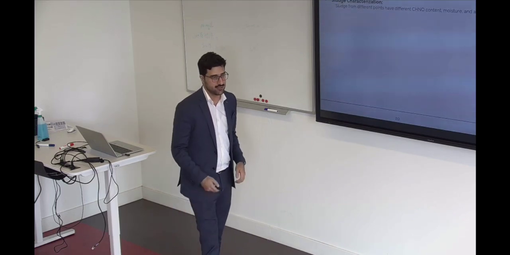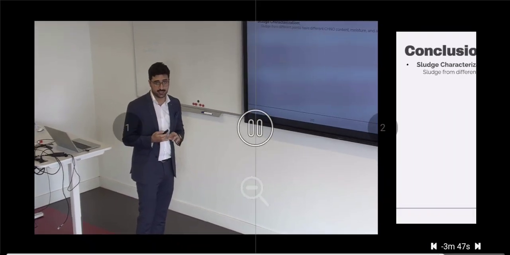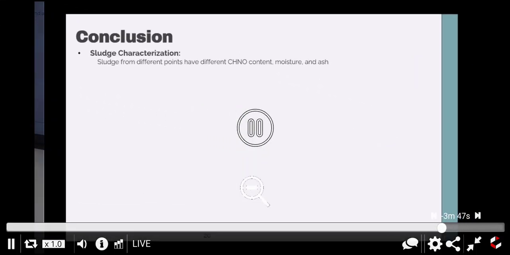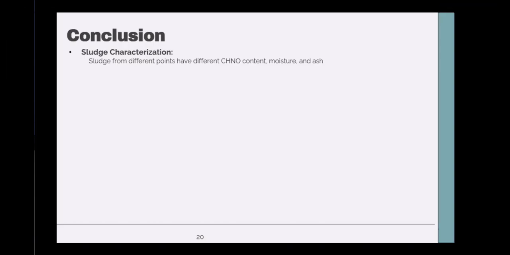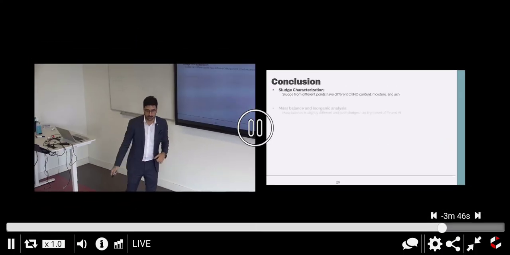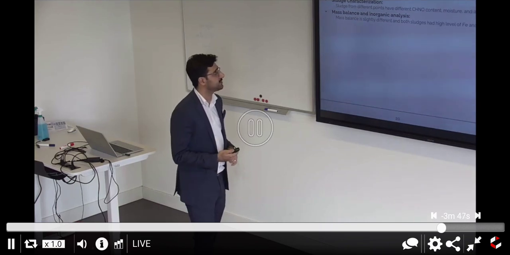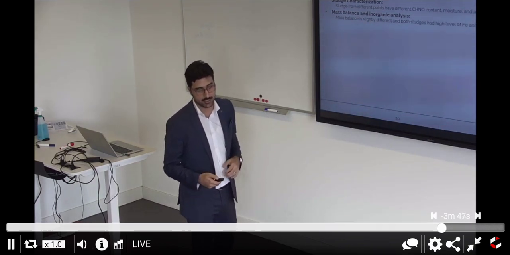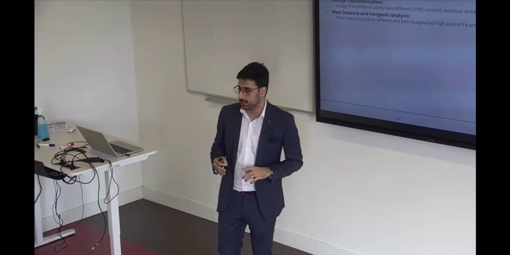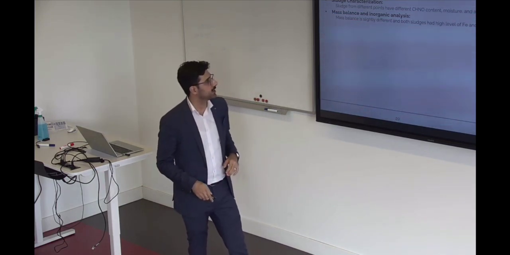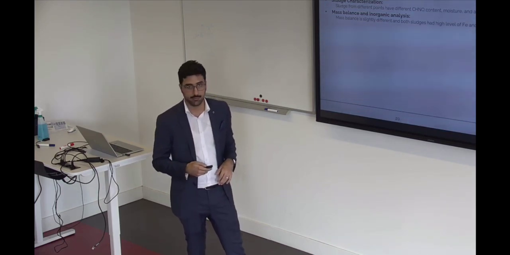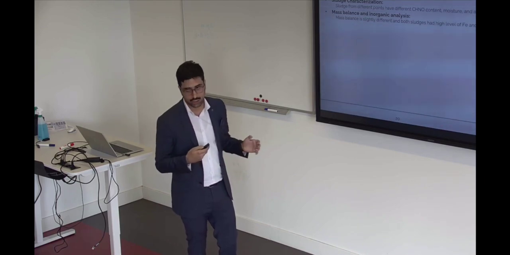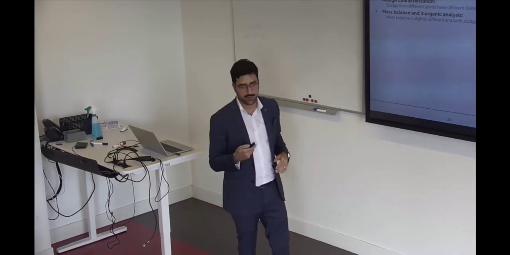So the conclusion is, the first thing is we noticed that there is a difference in the raw characteristics of raw sample A and sample B in terms of CHNO content, moisture content, and ash content. The second thing is the mass balance and the inorganic analysis. The mass balance is slightly different, but they both have high iron and aluminium, while the phosphorus is different.